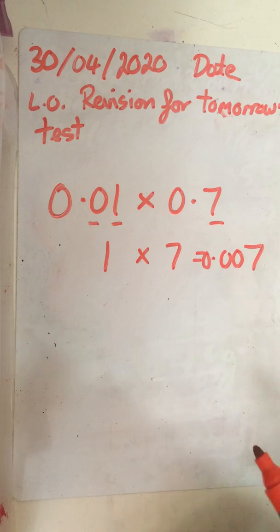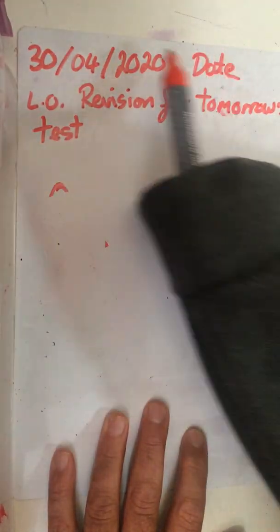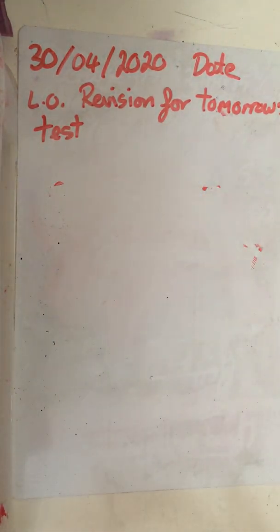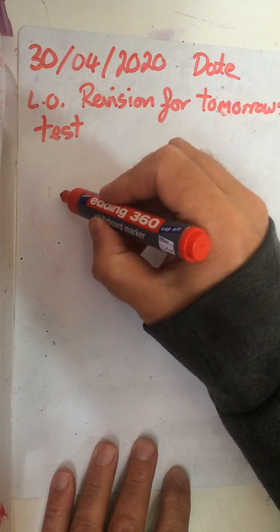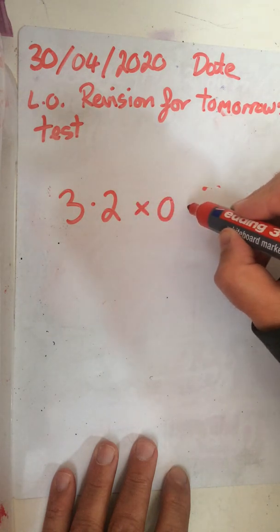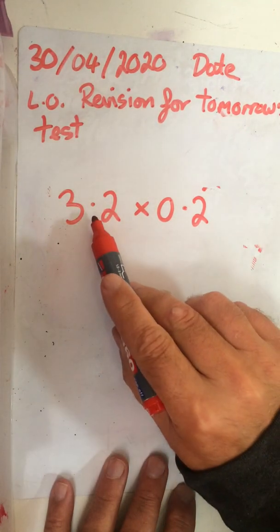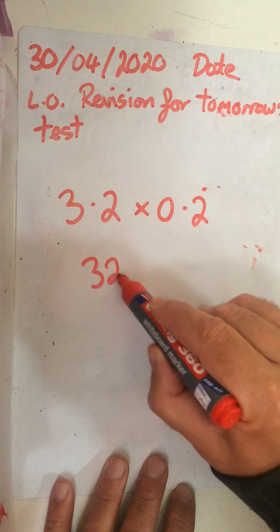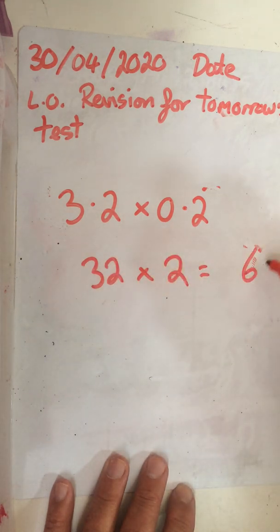Okay, I'll do one more of those before I ask you to do a few yourselves. Right, so if you've got something like 3.2 times 0.2. Again, I'm going to get rid of the decimal point. So I'm left with 32 times 2. 32 times 2 is 64.